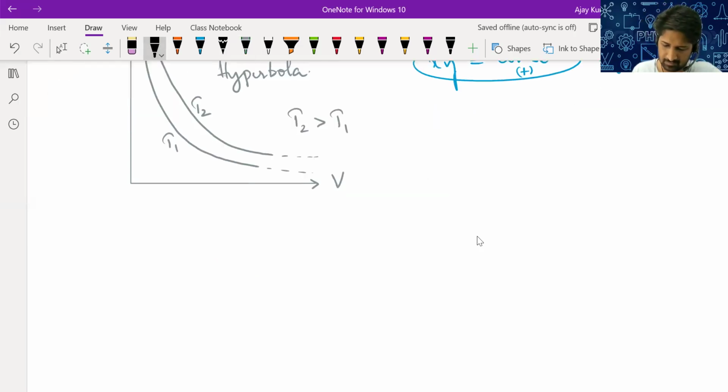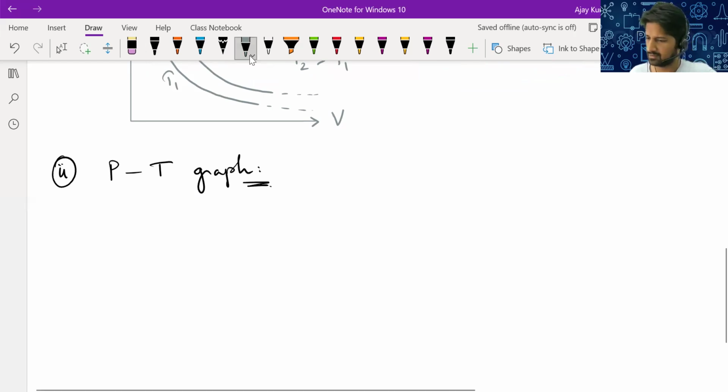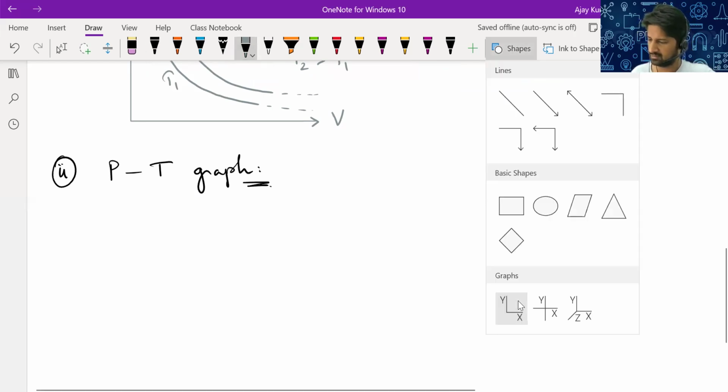Next. The pressure, volume, temperature. These three are called the state variables of a gas because they indicate the state of the gas. So PV graph is one of the possible graphs. You can also draw a pressure temperature graph. Any two of these state variables can be taken and a graph drawn.